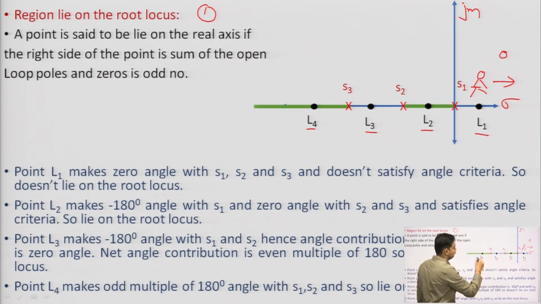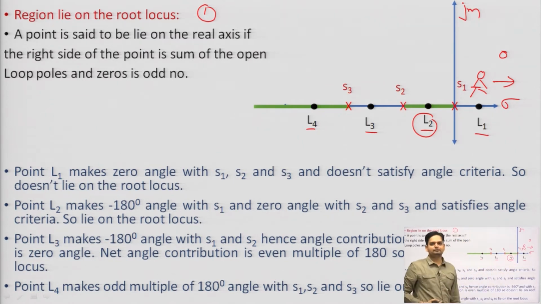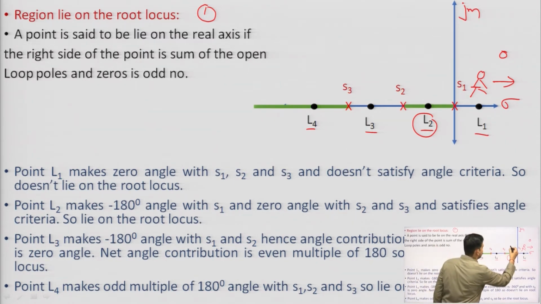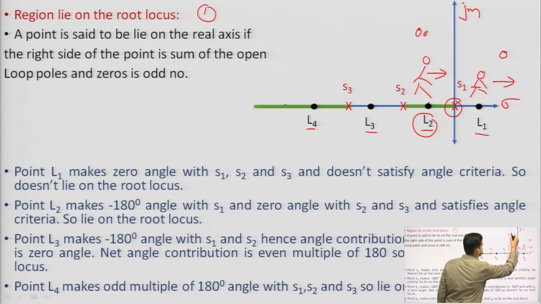Then I will move to location number 2. Is there any pole on my right side? Yes, one pole is present on my right side. It means if I am standing here at location 2, I have to look towards my right side. On the right side I am getting a single pole. It means my count is odd, right. It means this region will lie on the root locus.